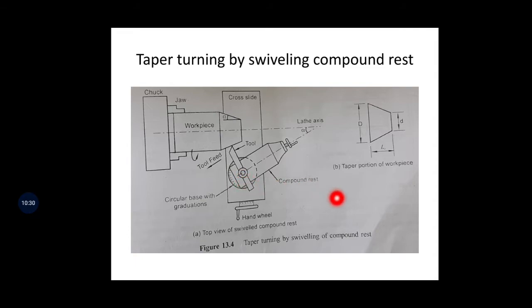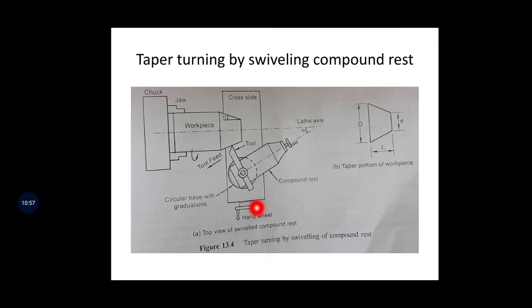So theta is equal to tan inverse of that. This is tan theta. Tan theta is equal to capital D minus small d by 2 into L, where L is the length of the taper. Let us say L is 30 mm. Capital D is something like 25 mm, and small d is 20 mm. You put in the formula and make theta equal to tan inverse of that. You will get some angle.